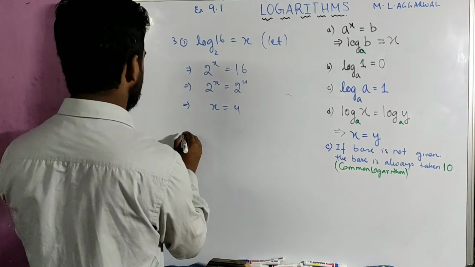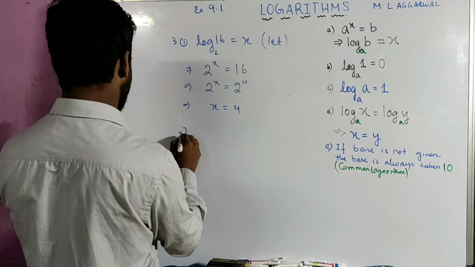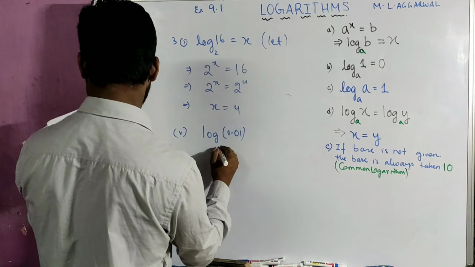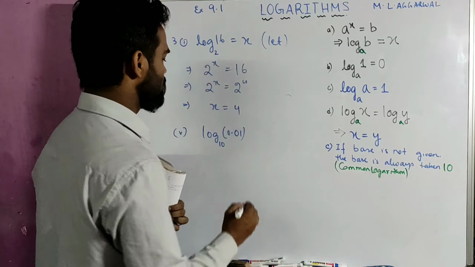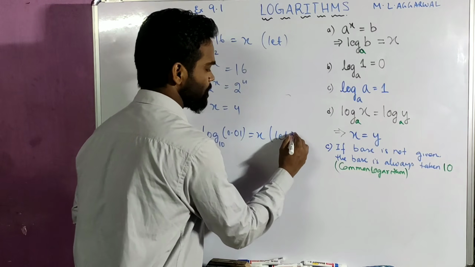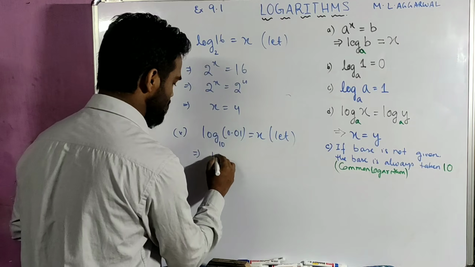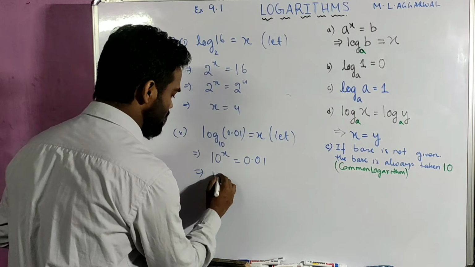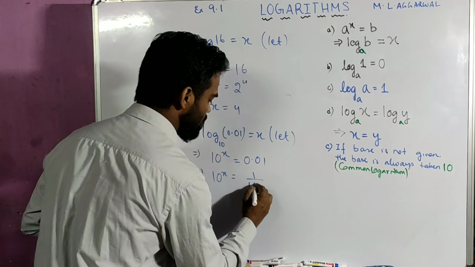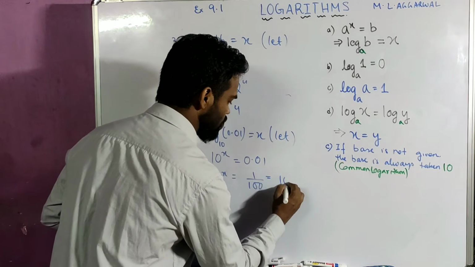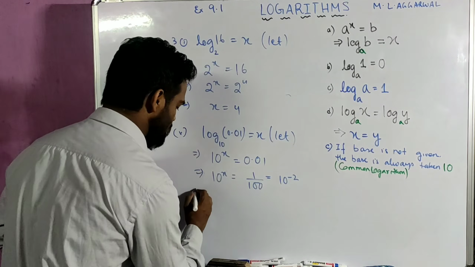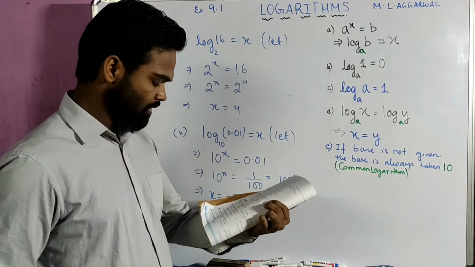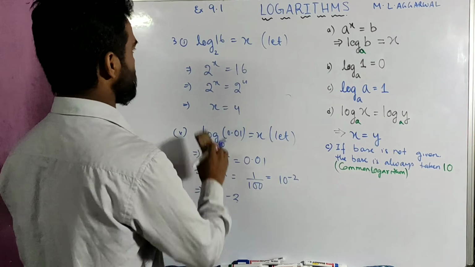Okay. Look at next sum. This is number 5. Log of 0.01 and base is 10. Again, suppose this is x, you let. Then we can write this as 10 to the power x is equal to 0.01. Now this we can write 10 to the power x equals to 1 by 100, which is equal to 10 to the power minus 2. So comparing these two, we can say that x equals to minus 2. Done. Clear?